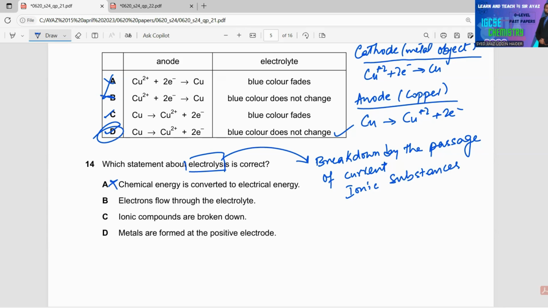B, electrons flow through the electrolyte. This is also incorrect because ions flow through the electrolyte. C, ionic compounds are broken down. This must be the right answer as I have already mentioned here.